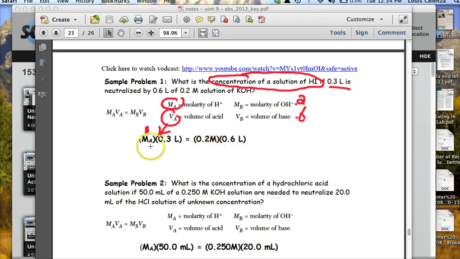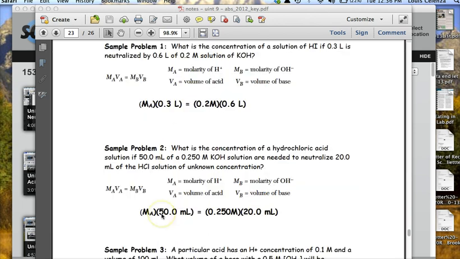And then basically what you end up doing is you want to get MA by itself. So you're going to divide both sides by 0.3. So you're going to multiply 0.2 times 0.6 and then divide that by 0.3, and I believe that you get the molarity of the acid is going to be 0.4. So it's a relatively weak acid. That's question number one.